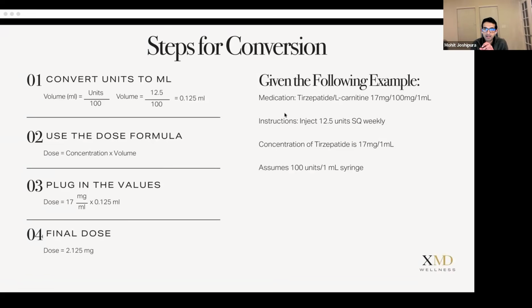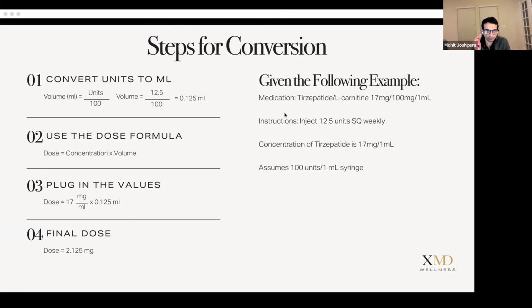And then when the instructions tell you to inject 12.5 units subcutaneously weekly, you can back into figuring out what the dose of the tirzepatide is from that 12.5 units, which I'll take you into the details of on steps 1 to 4 on the left. Keep in mind that the concentration of tirzepatide, as I said a minute ago, is 17 milligrams per 1 milliliter of liquid. Let's assume that every 1 milliliter syringe is 100 units on it, and your instructions tell you for your particular dose to inject 12 and a half units subcutaneously every week.